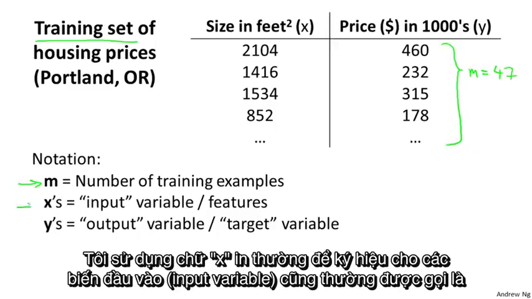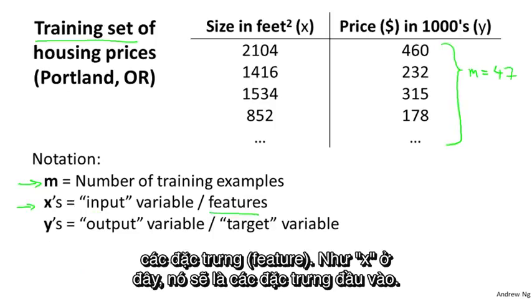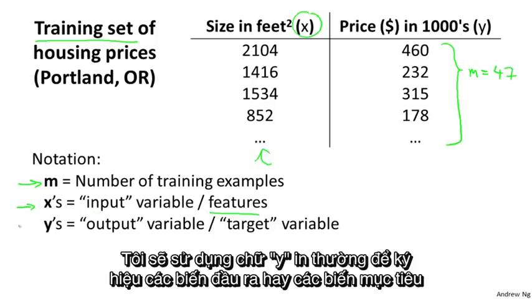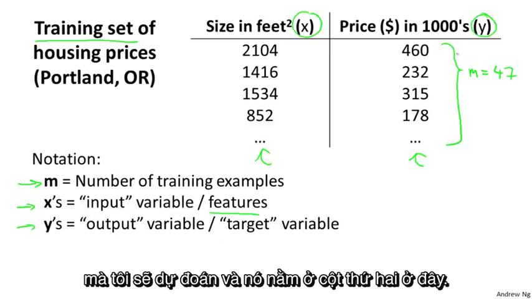I'm going to use lowercase x to denote the input variables, often also called the features. So that'll be x's here, would be our input features. And I'm going to use y to denote my output variables, or the target variable which I'm trying to predict. And so that's this second column here.